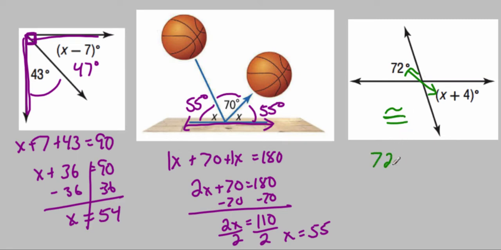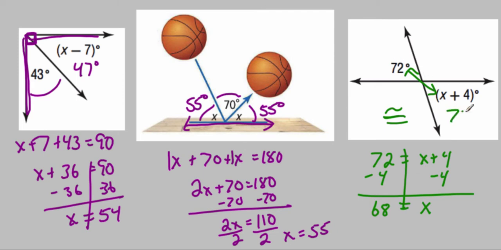So I know that 72 is equal to x plus 4. So I solve for x, and I know that x is equal to 68. And then because I know they're directly across from each other, I know that this angle here has to be 72, which makes sense. 68 plus 4 is 72. So because they're vertical, I know that they're equal, so I set them equal to each other.